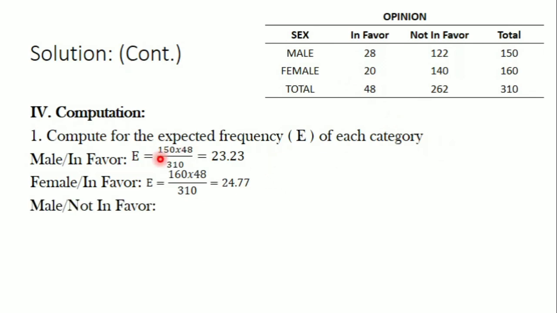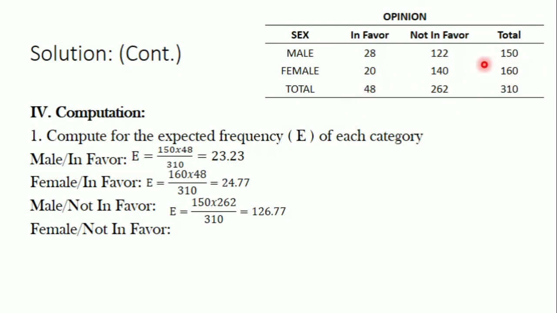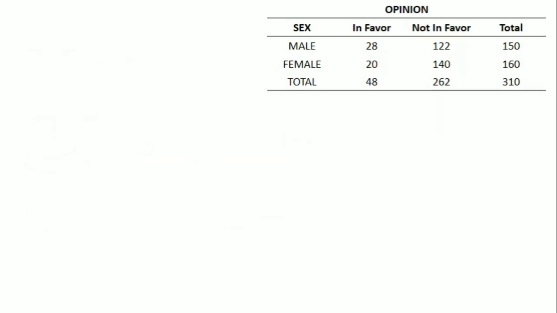Next, how about male over not in favor? Male is 150 multiplied by not in favor, which is 262, divided by 310. We obtain 126.77. And female over not in favor: female is 160 multiplied by 262 over 310. We have 135.3. Okay? The next is to apply the formula through a table.